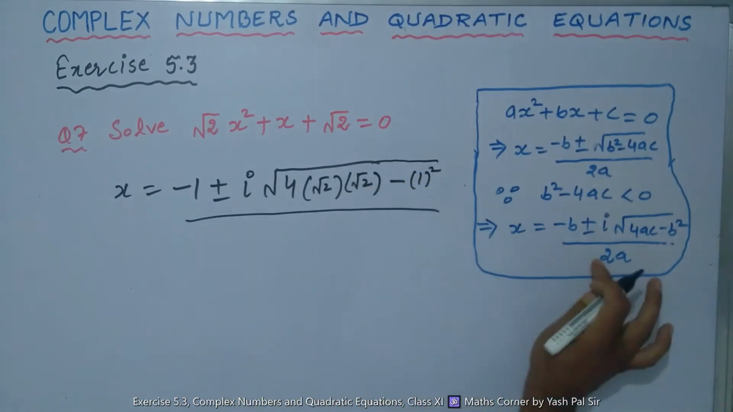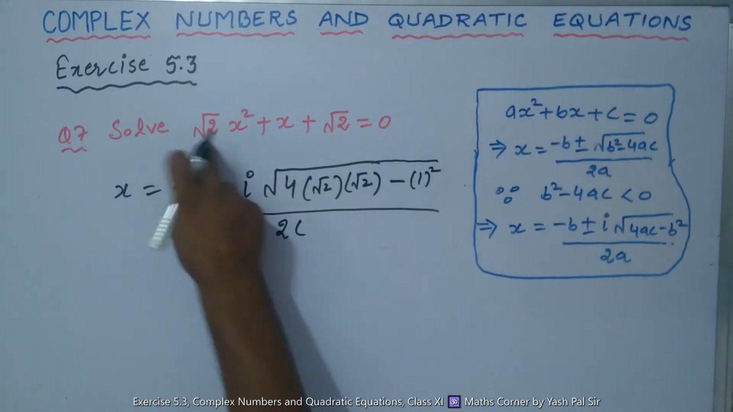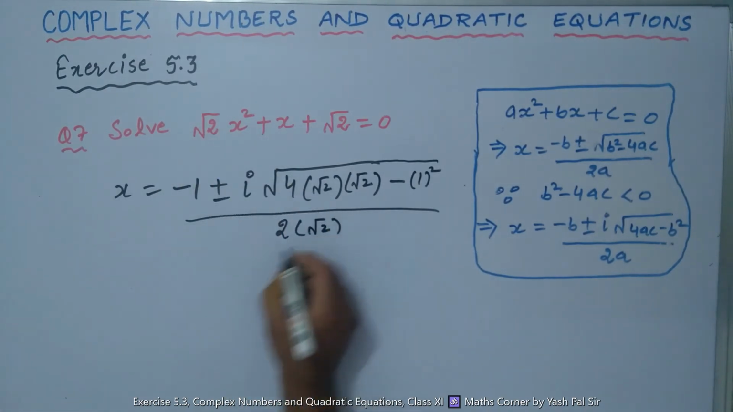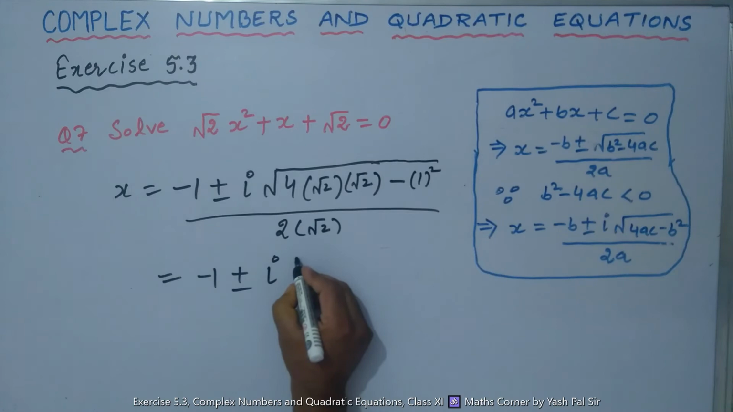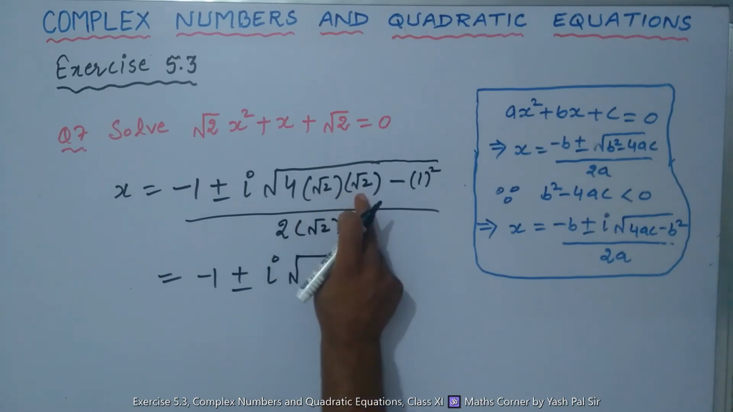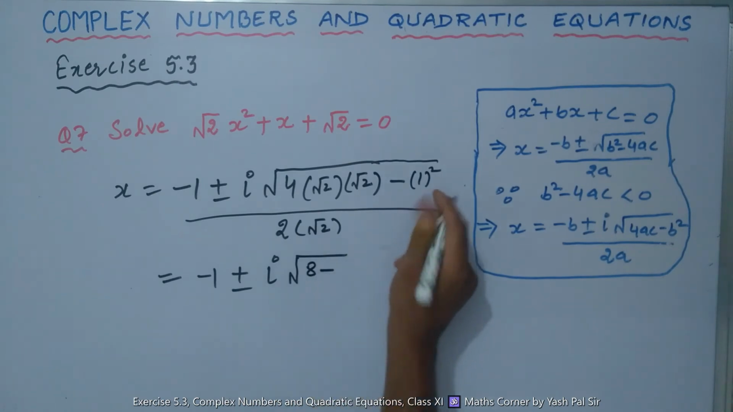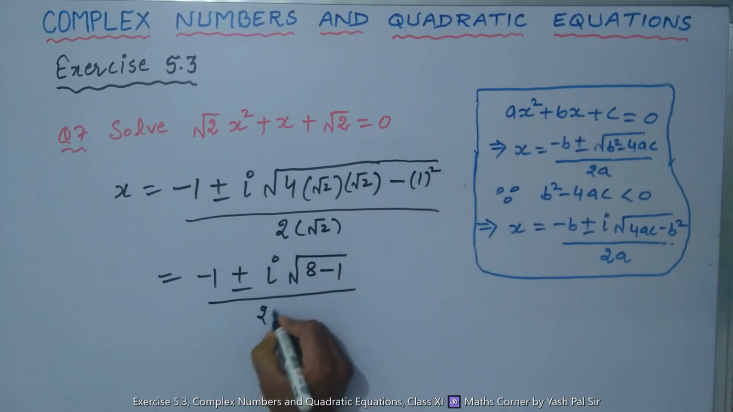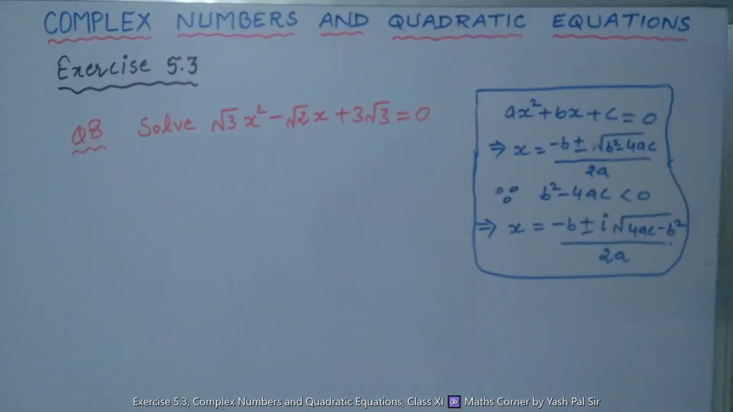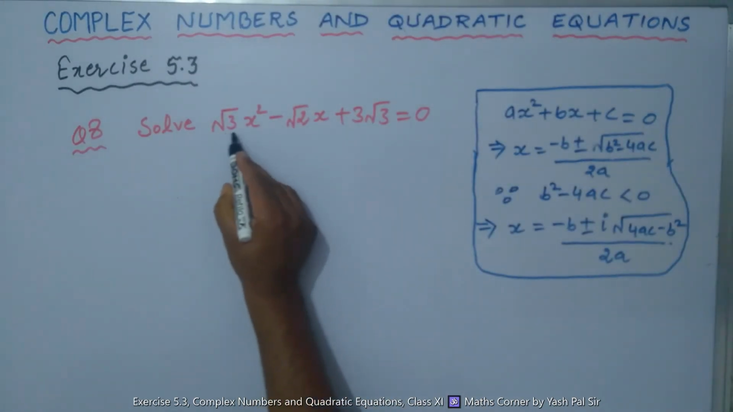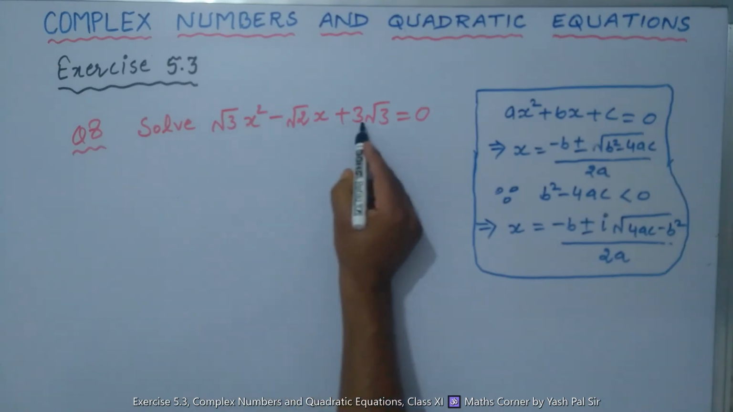So divide by 2a. 2 into a, a means coefficient of x square, square root 2, which is equal to minus 1 plus minus iota square root of, this will become 2 into 4, 8, minus 1 upon 2 square root 2. So this is equal to minus 1 plus minus iota square root 7 upon 2 square root of 2, the final answer.